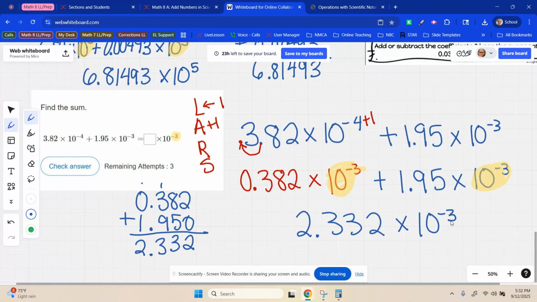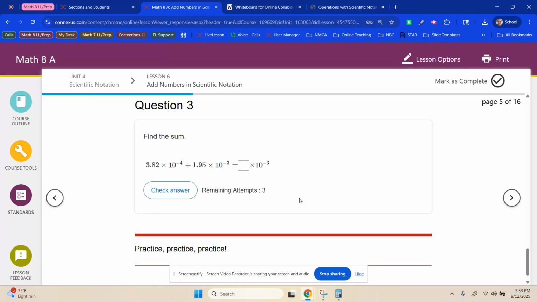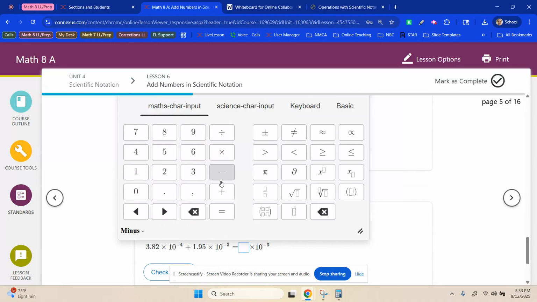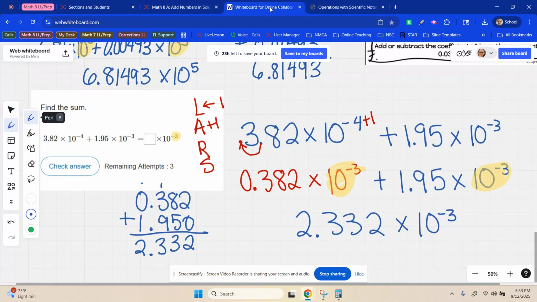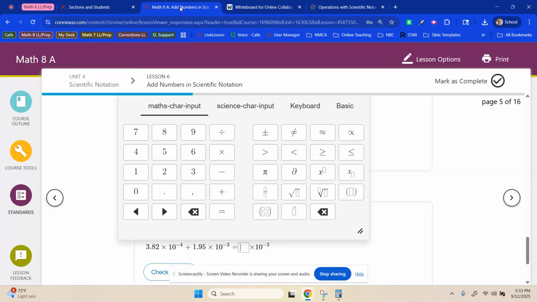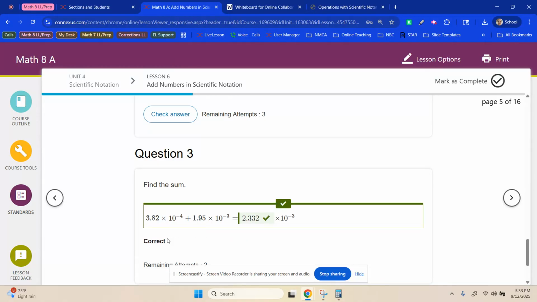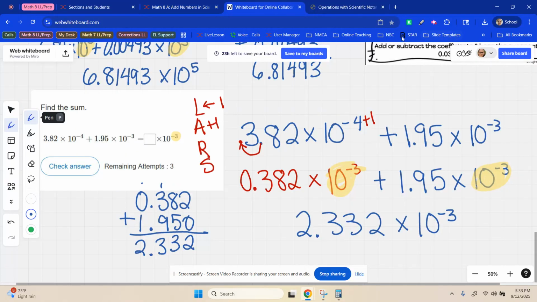Okay, and guys, I want to show you something before we're done. All right, this is question 3 on page 5. Oh, there, see, here it is. Actually, I don't have to enter the power of 10, but I'm just going to check my work. So 2.332. Let's see if I got it right. 2.332. I'm going to click away to make that go away. And then I'm going to check answer. Yes! Got it right. All right, guys. That's that.